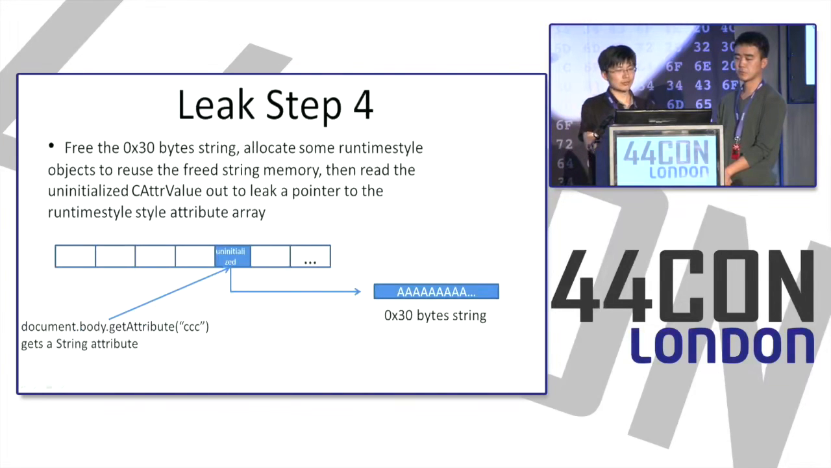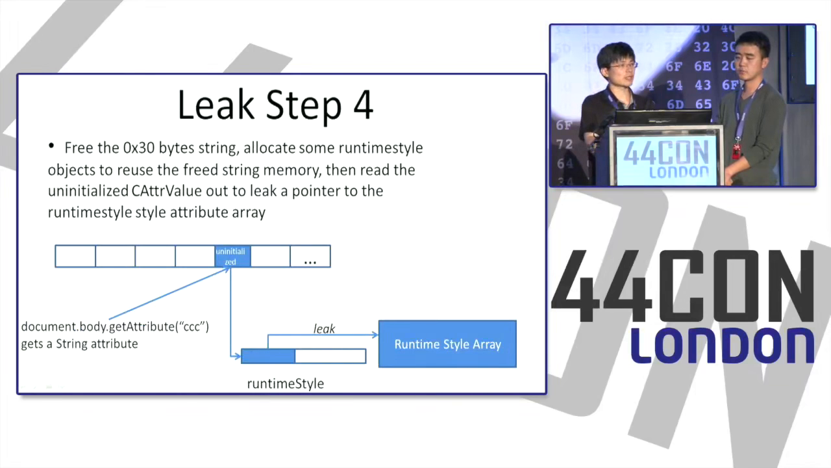Next, we free the string object and allocate some runtime style objects, which are the same size as the string object. So the runtime style object will reuse the memory of the string object. But at this time, if we access the uninitialized attribute here, it still thinks this is a string attribute. So we can read out the content of the runtime style object as a string. This leaks the contents of the runtime object.